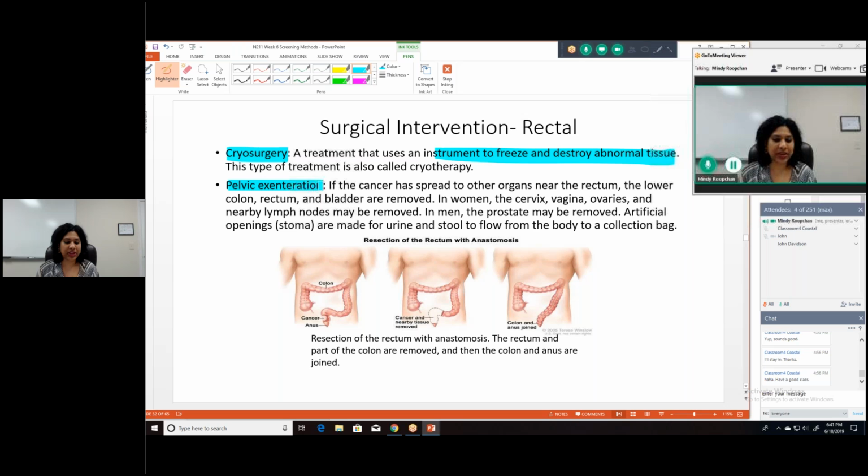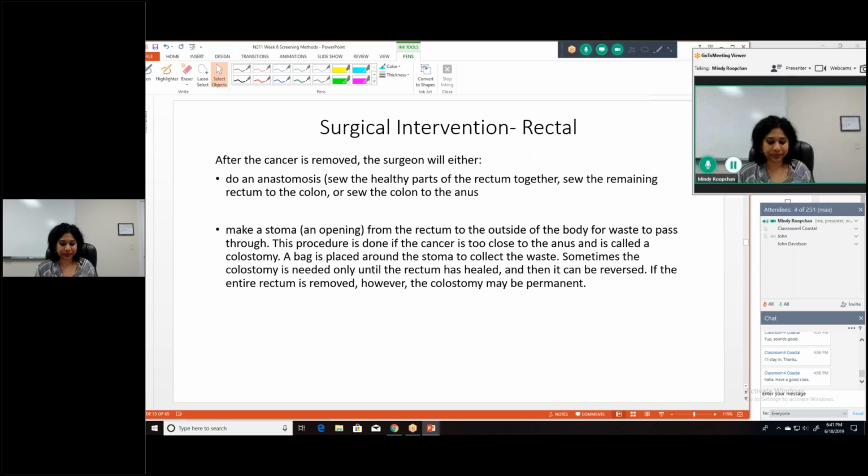Pelvic exenteration, this is where the cancer is spread to other organs near the rectum. Lower colon, rectum, bladder are removed. So in women, the cervix, vagina, ovaries, and the lymph nodes areas may be removed. In men, the prostate is removed. So then we have now an opening, a stoma, for urine and stool to come out of the body into a bag. Okay, and then they show you a picture of that.